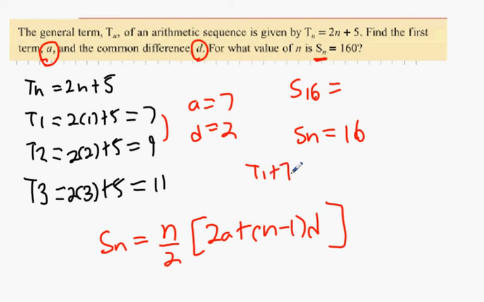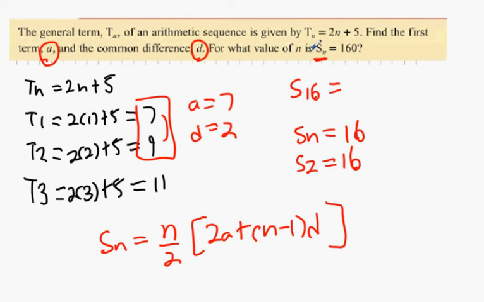S16 means add T1, T2, T3, T4, all the way up till T16. It asks what the first 16 of them added together are. However, Sn equals 16 is basically how many terms you need to add together to get 16. I chose this example because it's easy to see it's 9 plus 7, which is 16. So S2 equals 16. When you add the first two together, you get 16.